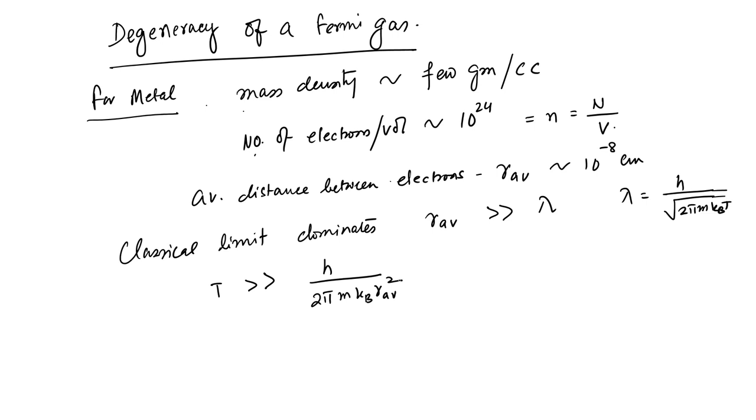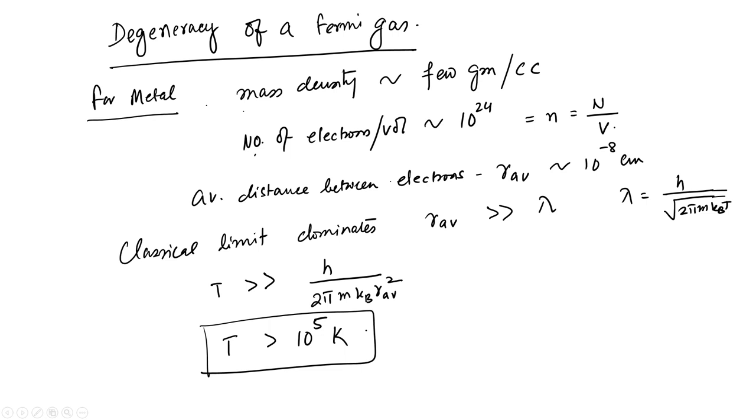And if you put the mass to be the mass of an electron and R average to be around 10 to the power minus 8 centimeter, with the value of the Boltzmann constant k and h, then R average is of course 10 to the power minus 8. So you get T to be much greater than 10 to the power 5 Kelvin, or at least we write T to be 10 to the power 5 Kelvin.